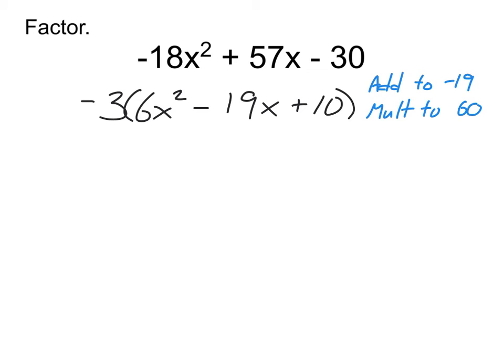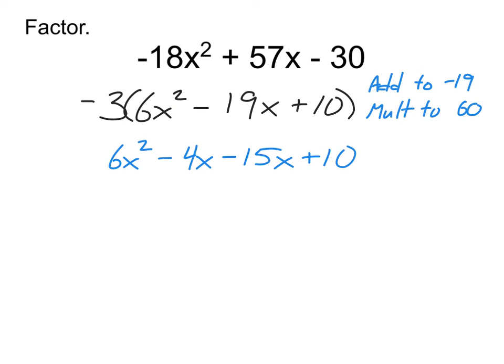So you notice the first thing you have to do is figure out, okay, 6 times 10 is 60, so what two numbers add to negative 19 but multiply to 60? And you should find those two numbers are negative 4 and negative 15. Notice they both need to be negatives because we're adding to a negative but multiplying to a positive.